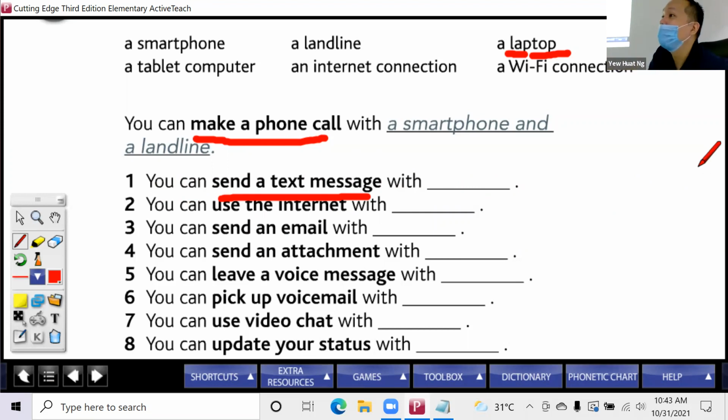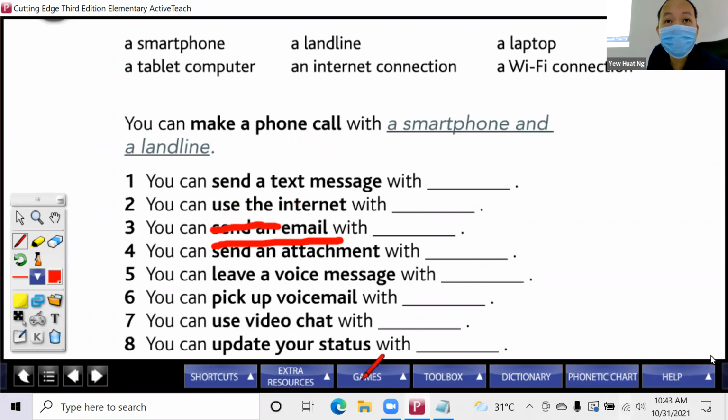Thank you. Yes, you can message with, you can text with. Thank you very much. Okay. Number 2, no problems. Use the internet. Next one. Send an email. Of course, you can email. We don't need to say send an email. We just say email, right? Okay. Number 4.